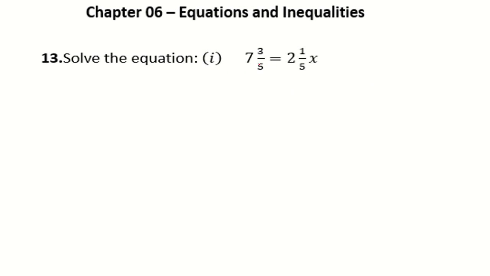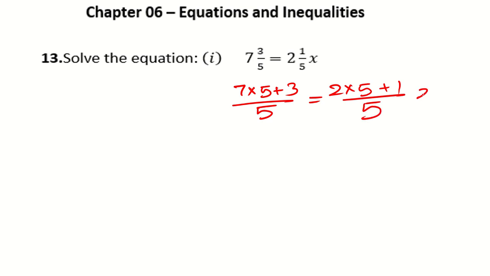This type of question I have told you, just let's finish it quickly. So again, you will convert this mixed fraction into an improper fraction. So 7 times 5 plus 3 over 5 equals 2 times 5 plus 1 over 5 into x. Now you see, the denominators both have 5, so cancel it. But remember students, it should be on opposite sides, okay? And there should be no plus or minus in between.